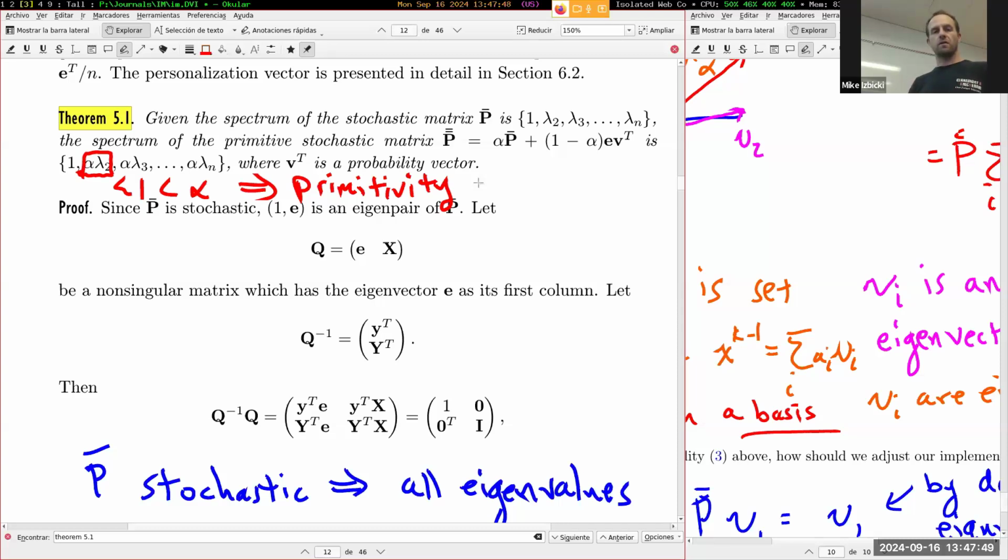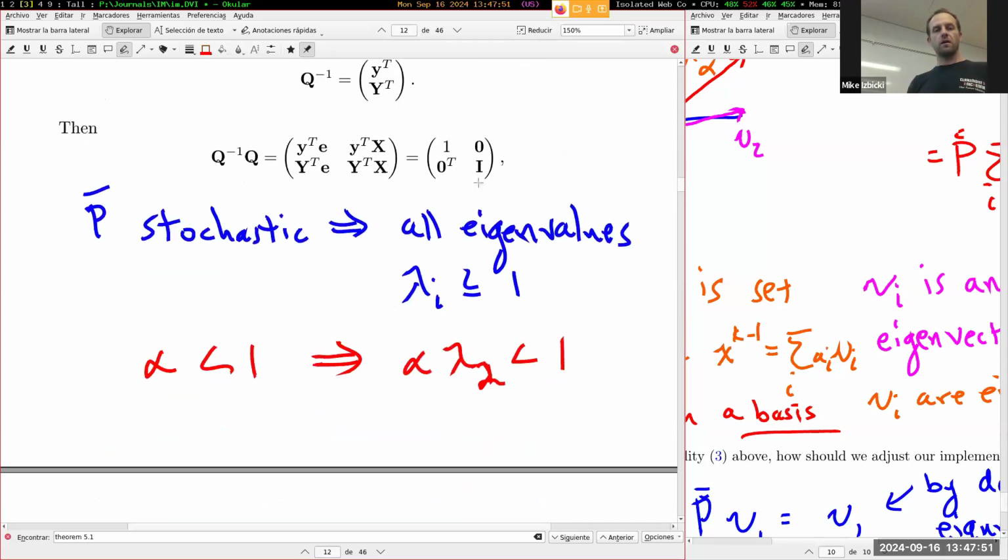Go ahead. Yeah, alpha is strictly less than 1. That's just by the definitions. And so that implies that something less than 1 times something less than or equal to 1 must also be less than 1.